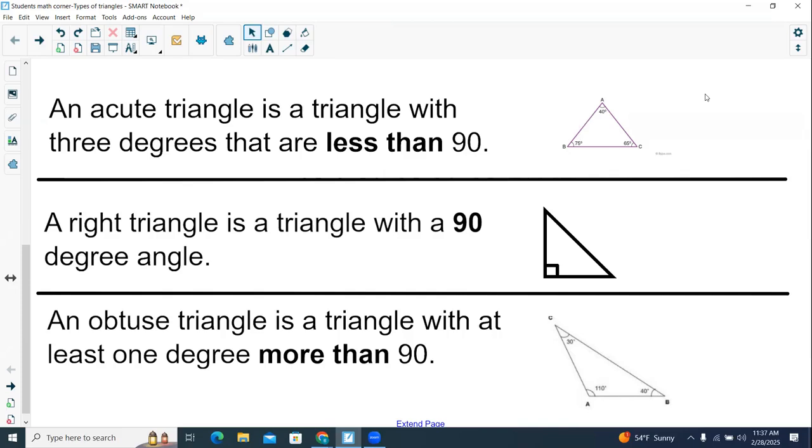A right triangle is a triangle with a 90-degree angle, and an obtuse triangle is a triangle with at least 1 angle more than 90 degrees. Whenever I think of obtuse, I think of obese, a triangle that has just eaten too much food. And because of that, he has an angle more than 90 degrees.